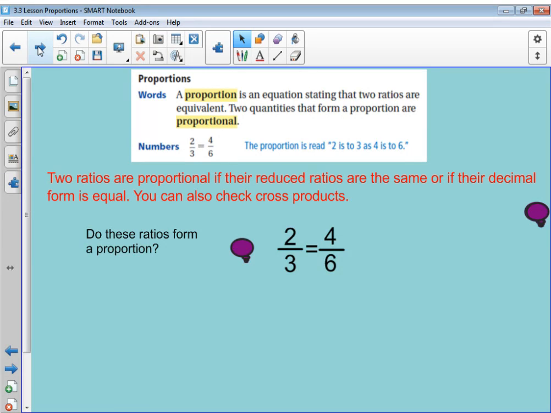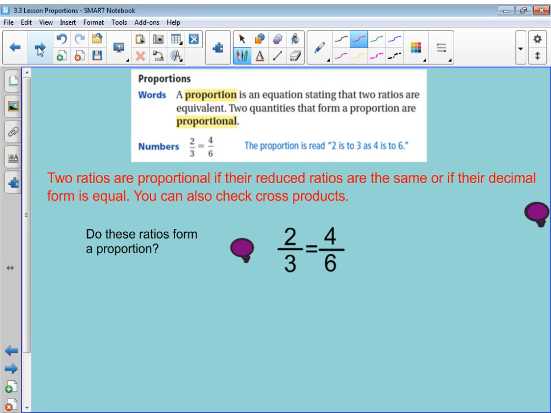Two ratios are proportional if their reduced ratios are the same, if their decimal form, if you were to change them into a decimal, is the same, or if you check cross products. So cross products is probably something that'll be new to you. For example, if I started out with this set of ratios, I've got 2/3, and is that equivalent to 4/6? So there's a couple different options that you could do.